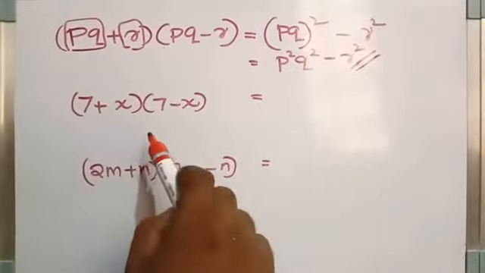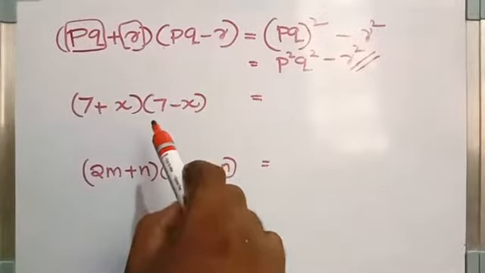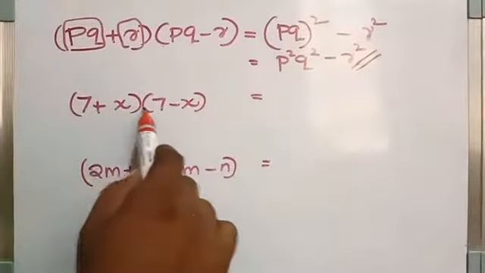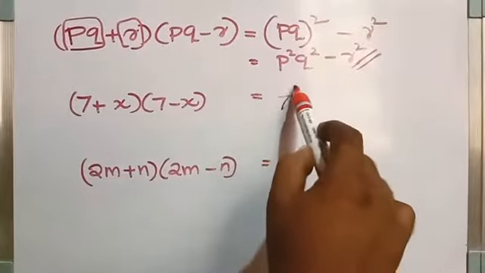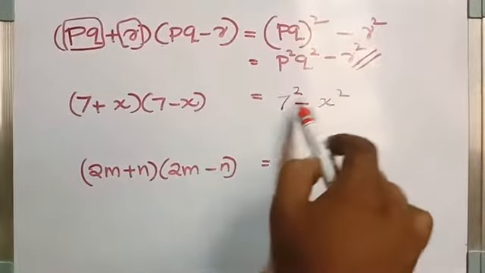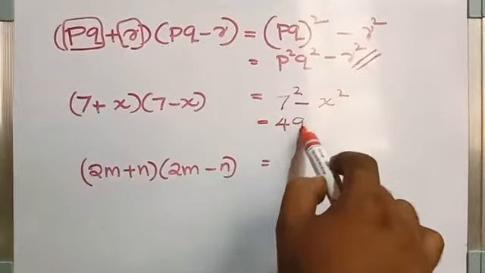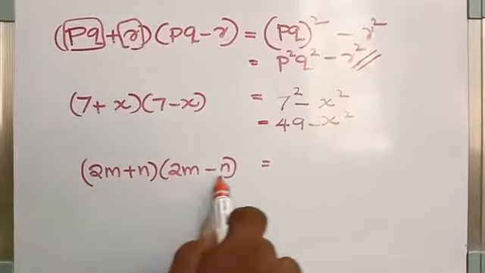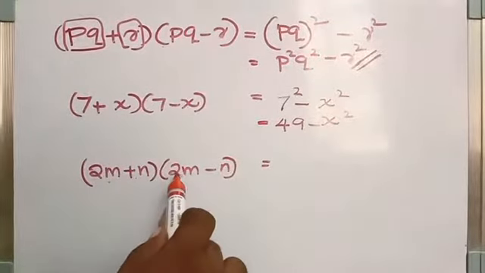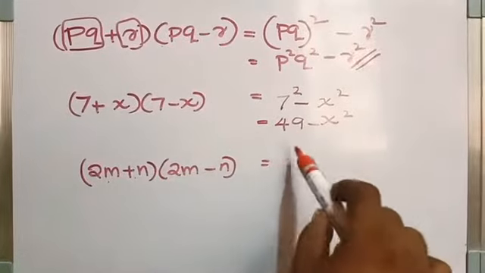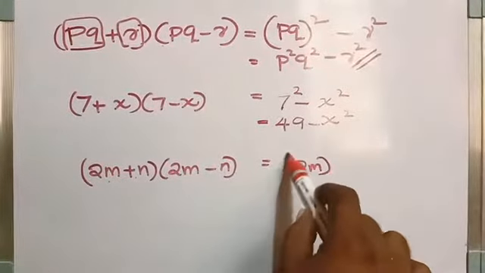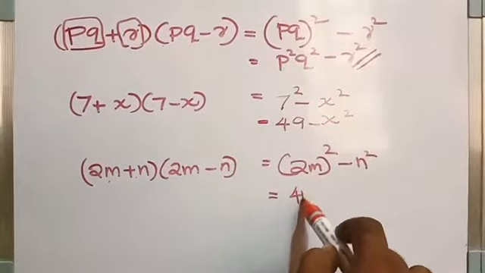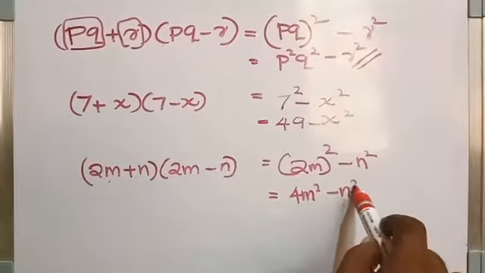When you check the second question, that's also in the same format. (7 plus x) into (7 minus x). So it is 7 squared minus x squared, which equals 49 minus x squared. The third question is also in the same format, (2m plus n) into (2m minus n). So it is (2m) the whole squared minus n squared, which is equal to 4m squared minus n squared.